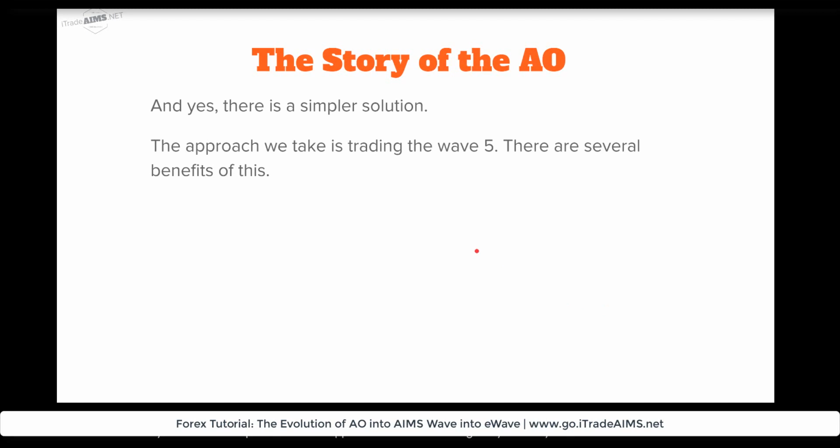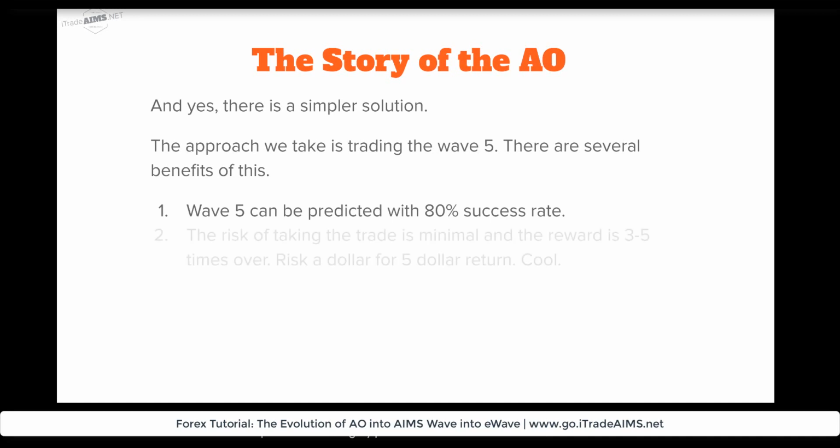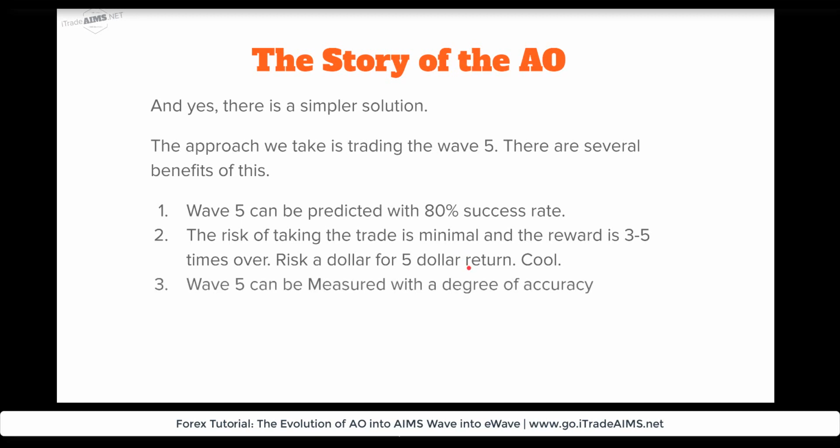There are several benefits of this. Wave 5 can be predicted with 80% success rate. The risk of taking the trade is minimal and the reward is 3 to 5 times over. Risk $1 for $5 return. Cool. Wave 5 can be measured with a degree of accuracy, and it can be predicted in advance. Wave 4 can be measured, which will allow you to prepare ahead of time. So if you can measure the 3 and 4, you'll be able to take a measurement for the 5.